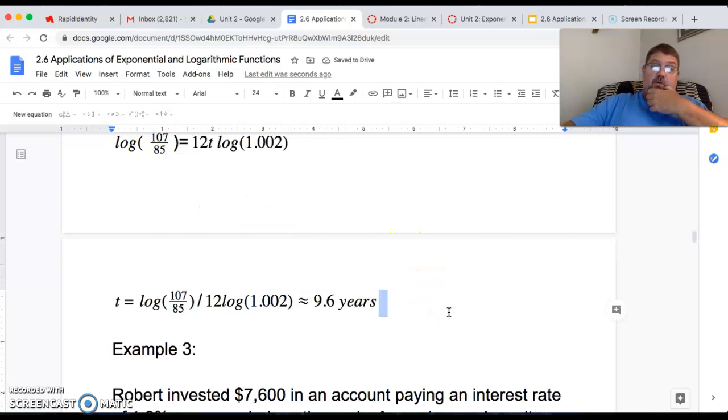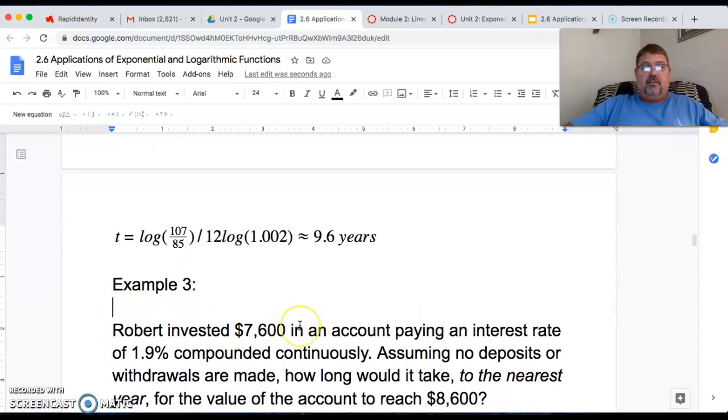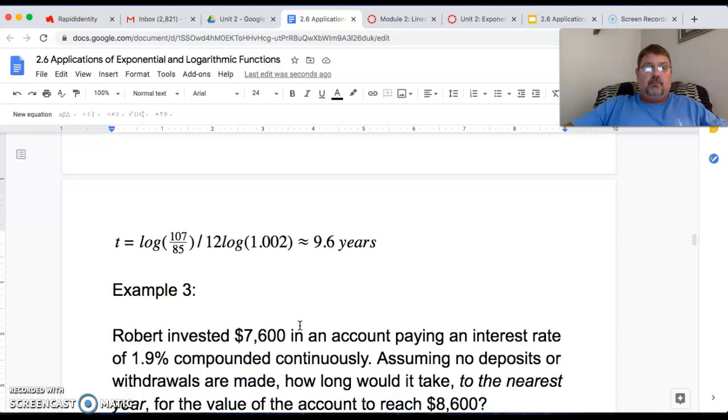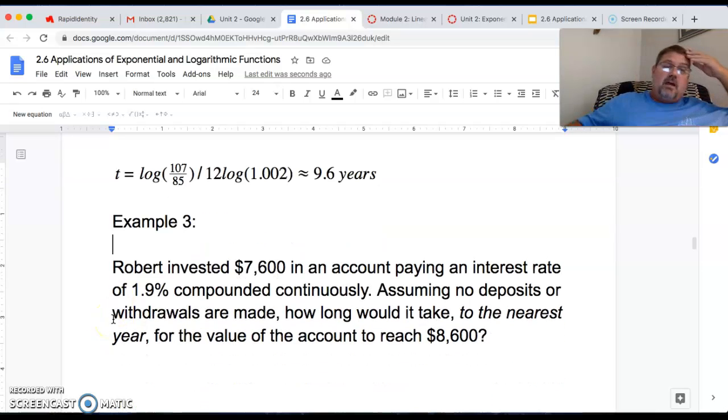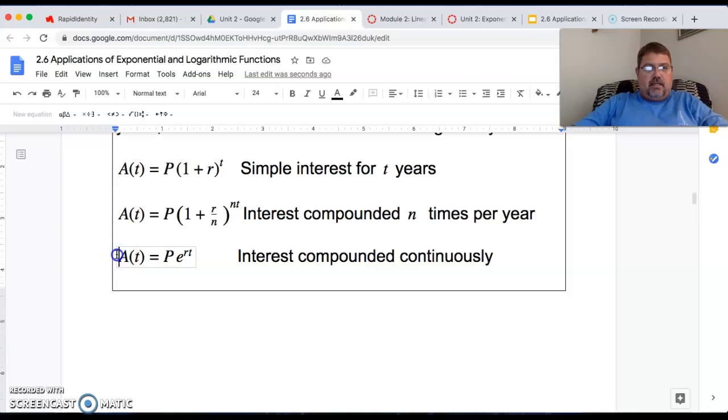All right, I wanted to do one more equation in this video. It's going to make this video long. I'll fix this for the notes. That's sloppy looking. It's saying this divided by that. All right, so we got Robert invested $7,600 in the account, paying an interest rate of 1.9% compounded continuously. Okay, so when it says continuously, you're using this formula. All right, so we're going to use this guy on this problem.